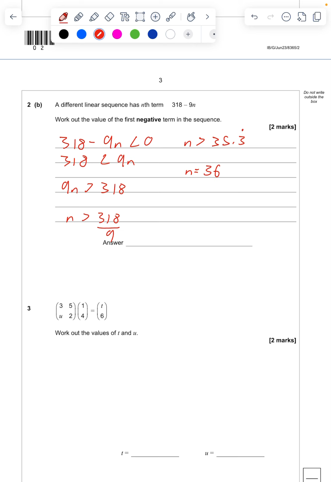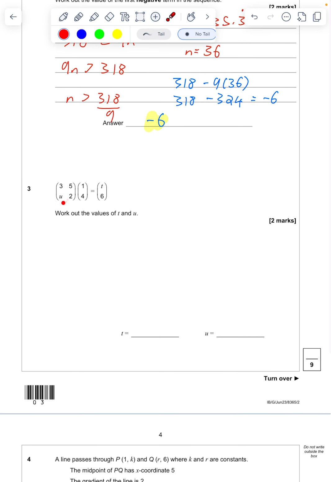So my 36th term should make this go negative, and you've got to plug this in to work out the value. So that's just going to be 318 take away 9 times 36. So 9 times 36 is 324, I think, which gives you minus 6. Yeah, so that should be the answer. We're going to double check the mark scheme, but I think that's looking good. So on question 2A and 2B, minus 6, good, and then perfect. Yeah, we're looking good. Excellent.